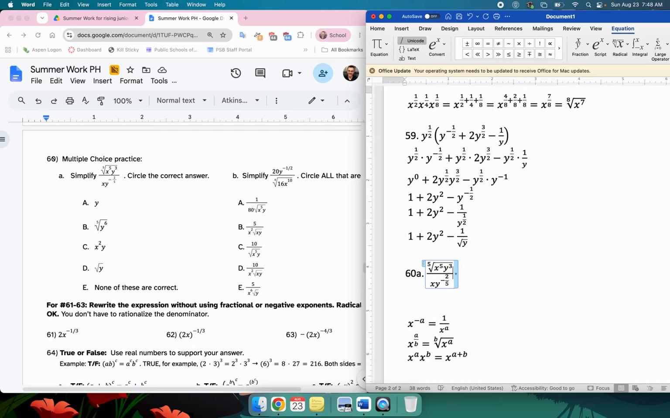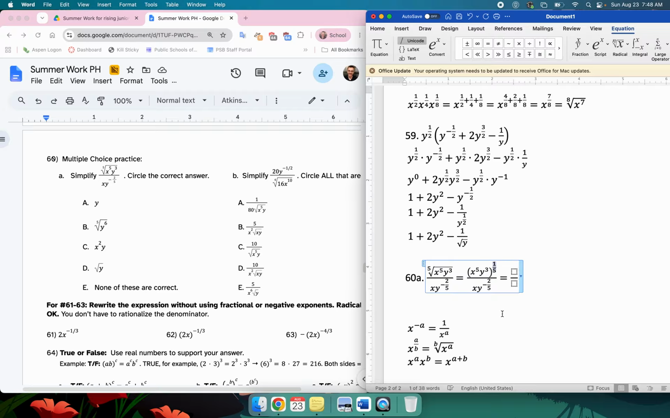It's pretty complicated. I would probably start by rewriting that radical, that 5th root, as a power of 1/5, right? Taking the square root is like raising to the 1/2. Taking the 3rd root is like raising to the 1/3. Taking the 5th root is like raising to the 1/5. And I wouldn't even do anything with the denominator just yet. Next, I would distribute that exponent of 1/5.